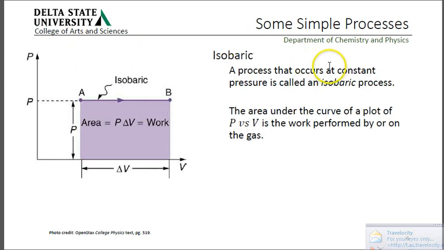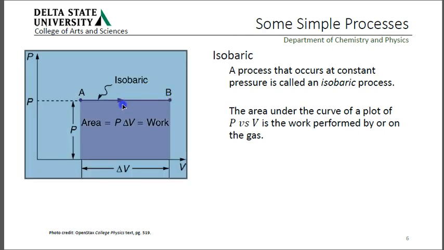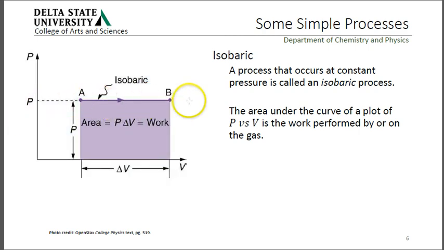If we were to draw the curve for an isobaric process, it's at constant pressure. So if we draw the pressure versus volume diagram, it's just a straight horizontal line, and the work done is the area under the curve. In a pressure versus volume diagram, the work done is the area under the curve. That work is positive if the flow is from point A to point B, and negative if the flow is from B to A.